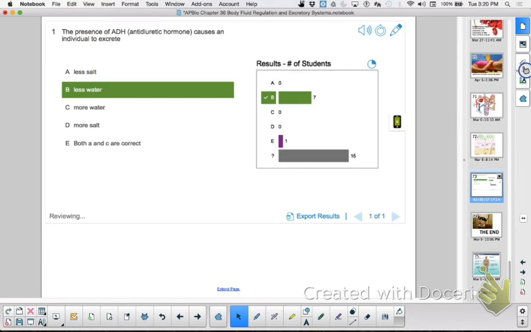Only one of you missed it. The presence of ADH causes an individual to excrete less water, right? Because you're reabsorbing it. The end.